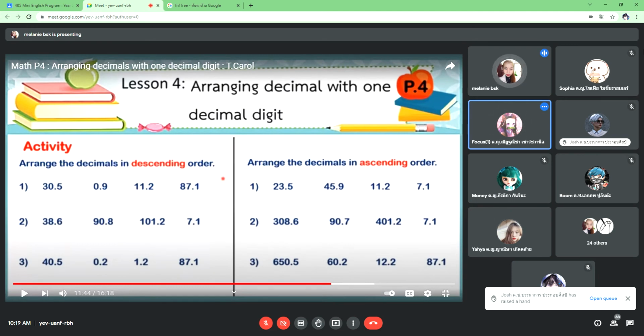101.2. Then what would be the next? 90.8. And then the next one? 38.6. And then the last one, children? 7.1. Great job. How about number 3?